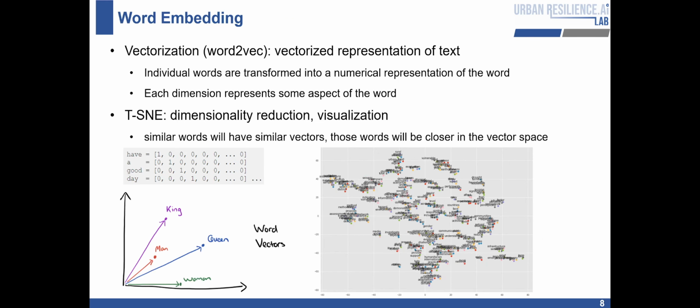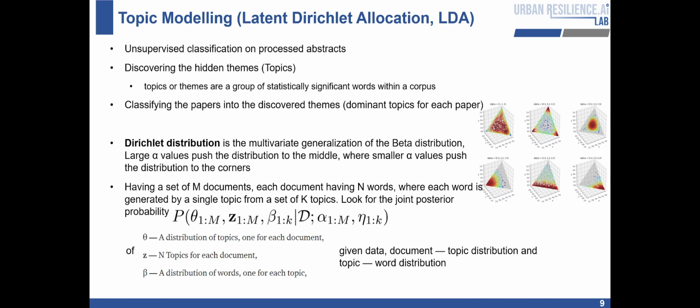The next step is word embedding. We vectorize the collection of words from the papers using Word2Vec. It gives us a vectorized representation of text. Individual words are transformed into a numerical representation of the word. Each dimension represents some aspect or characteristic of a word. The t-distributed stochastic neighbor embedding, the t-SNE, helps us with dimensionality reduction and sometimes gives good visualization so that we can see the clusters on a 2D graph. Its idea is that similar words will have similar vectors, and those words will be closer in the vector space.